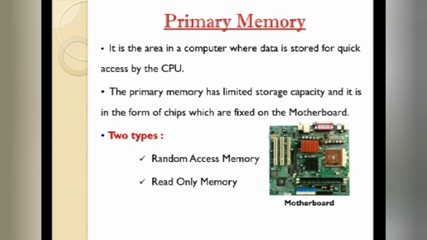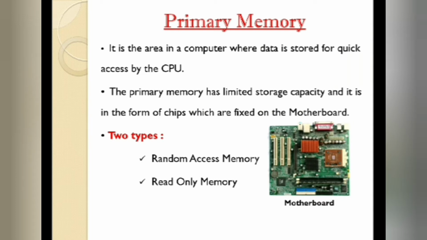First one, primary memory. Primary memory is the area in a computer where data is stored for quick access by the CPU. That is, primary memory is a computer memory that is accessed directly by the CPU. The CPU can access the primary memory directly.